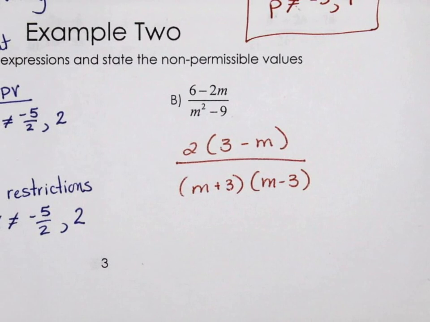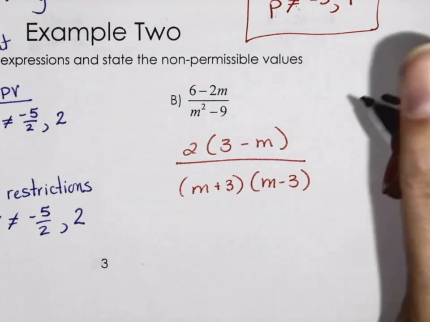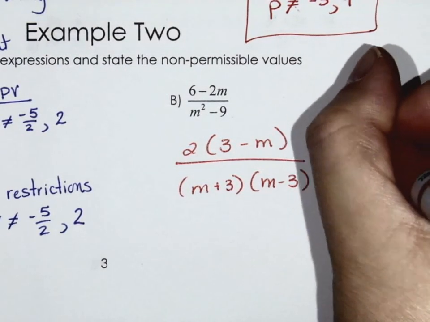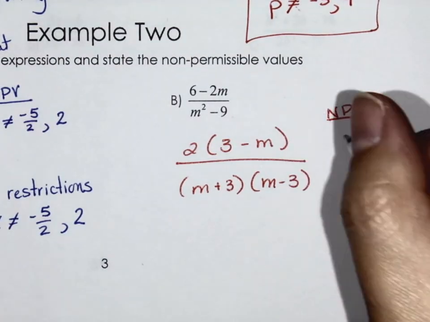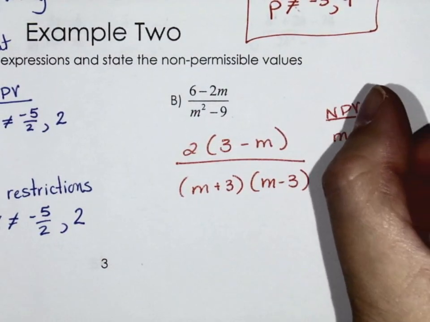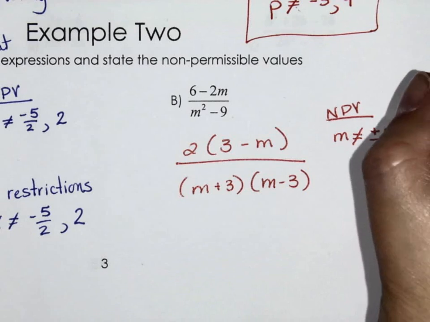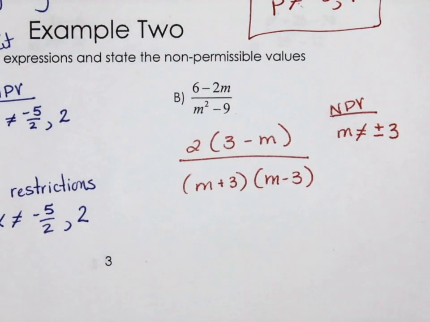Step 2, I'm going to do my NPVs. M cannot equal plus or minus 3. You can list them as -3, then comma +3, that's fine. If you want to list them as plus minus 3, that's okay too. It's just different ways of listing the same stuff. We're mathematicians, we're efficient, so I only had to write 3 once here.